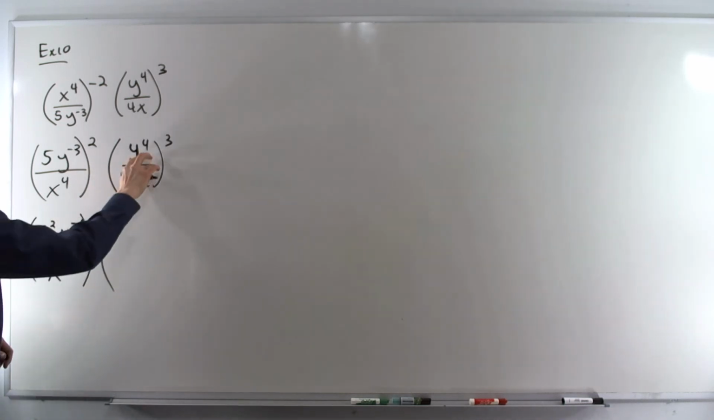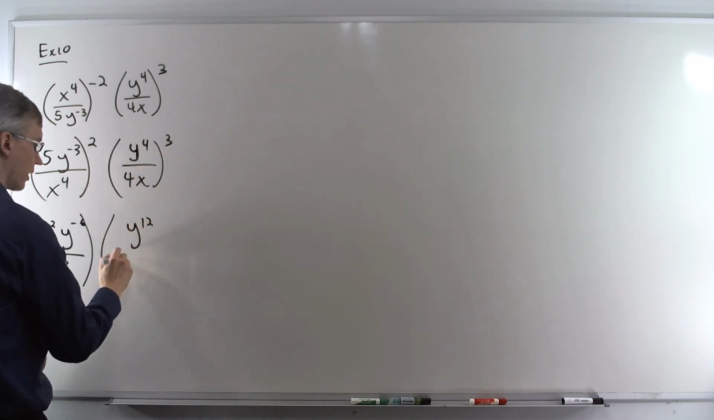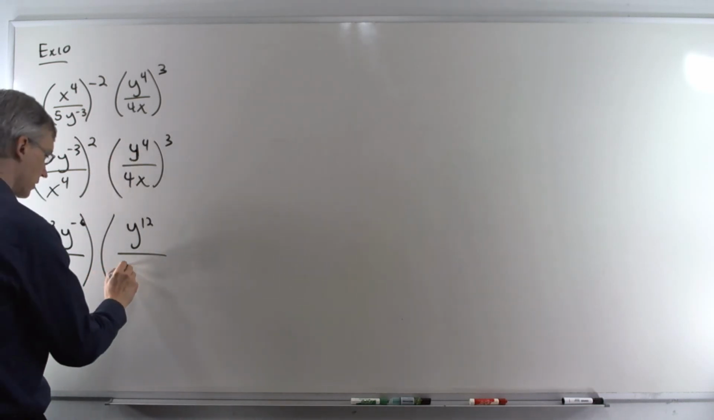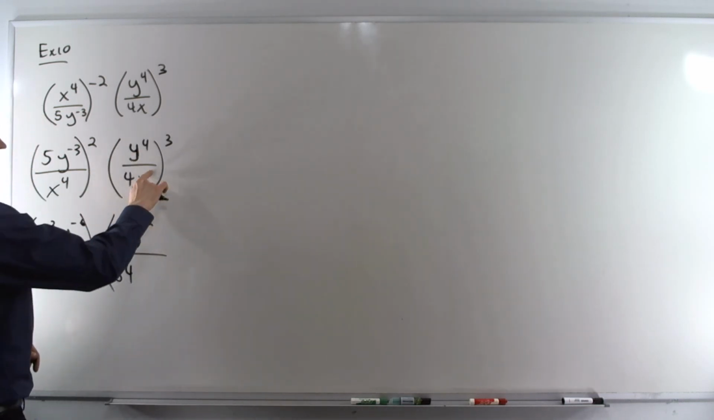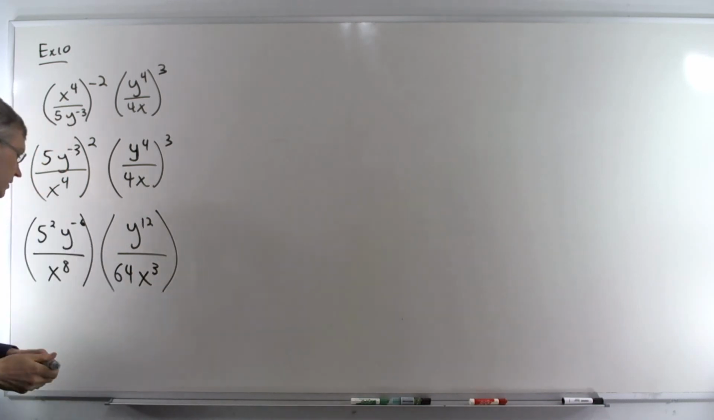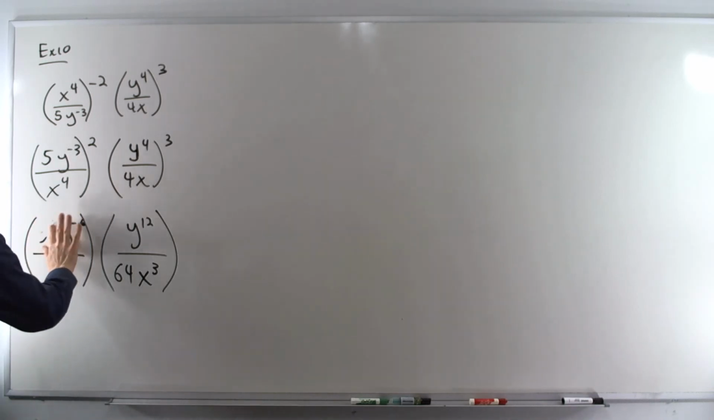Over here we've got y to the 4th power to the 3rd power, that's y to the 12th. 4 to the 3rd is 64, and x to the 1st power to the 3rd power, that is x to the 3rd. So we've done power to a power on all the exponentials, and just apply the exponent straight up to the numbers. So I can go ahead and write this as 25.